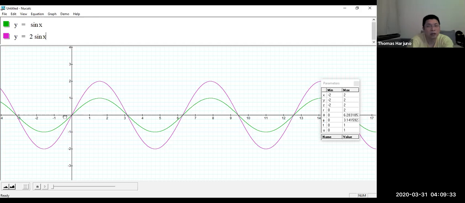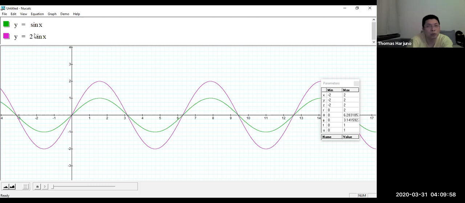Notice that the graph will still have the same period. It finished in 2 pi. If the green one finished in 2 pi, then the purple ones also finish one cycle in 2 pi's. The difference is in the amplitude. The amplitude of the original sine x is 1. From 0, it goes up 1, right?